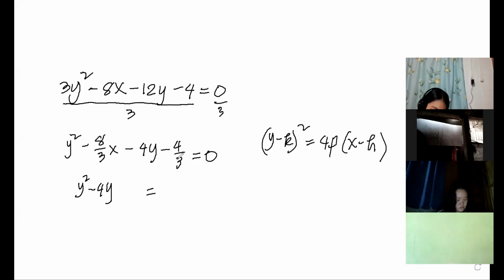Transpose them to the other side, sir. Very good, you transfer it to the other side. So what will be the result if you transfer this to the other side? Positive 8 over 3x. Good. And then this one? Plus 4 over 3. Very good, Rika. Thank you, Rika.